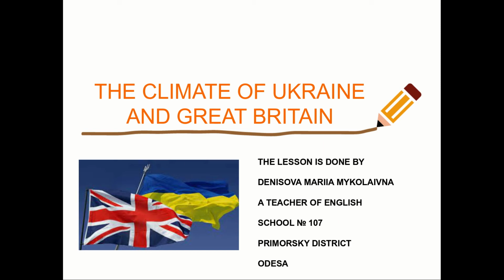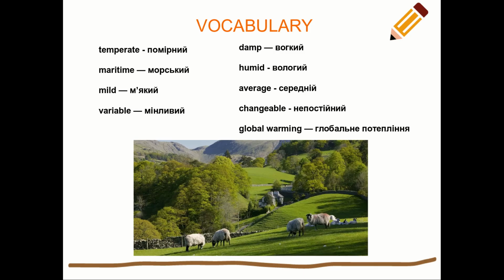The topic of our lesson is the climate of Ukraine and Great Britain. Write down the new words: temperate, maritime, mild, variable, damp, humid, average, changeable, global warming.